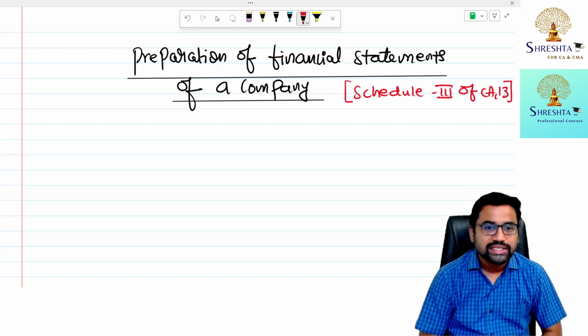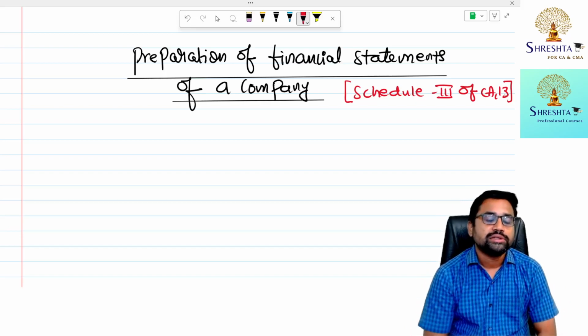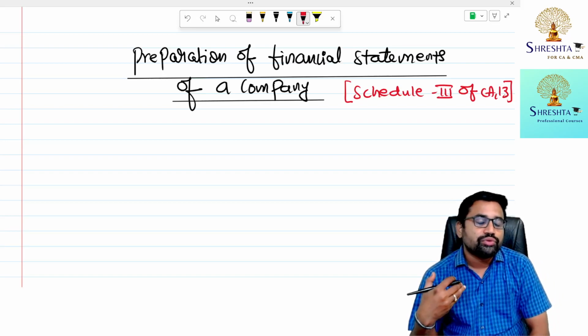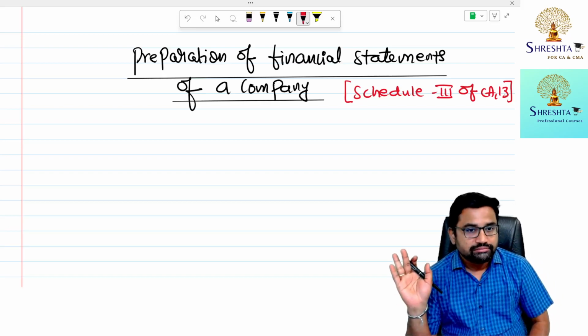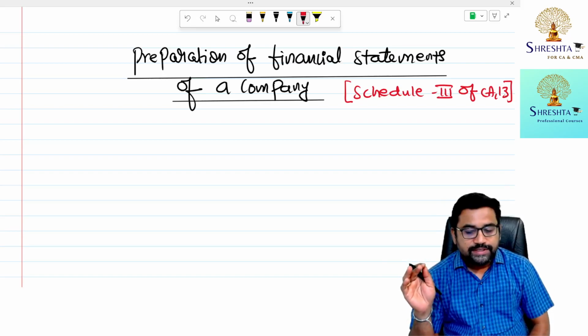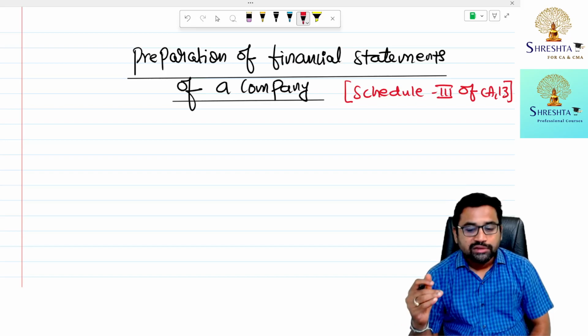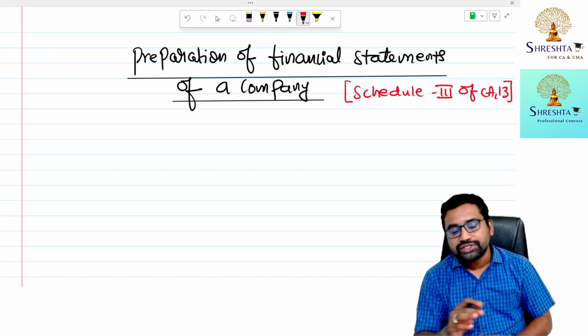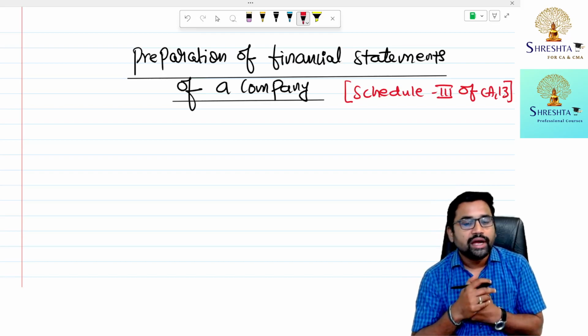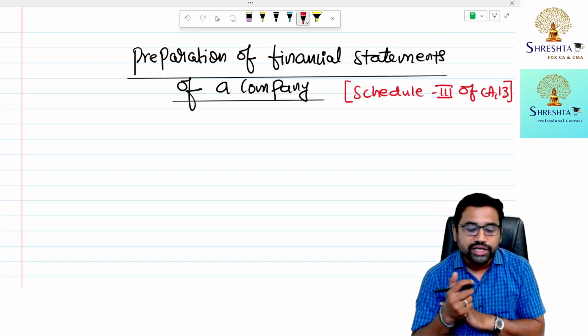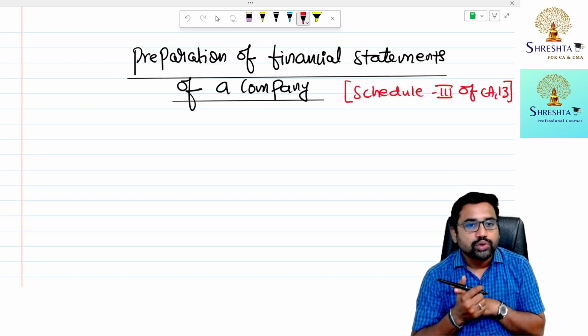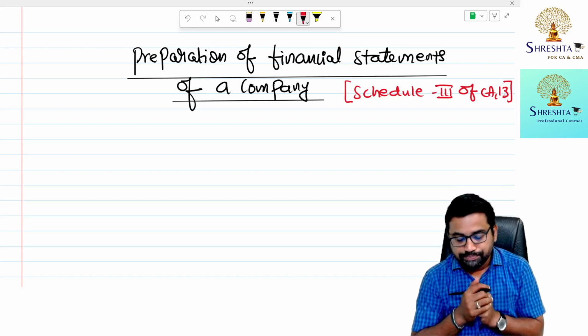Now, basically, what are we going to cover in this chapter? In this chapter, we are going to cover Schedule 3. The entire Schedule 3 we will discuss: P&L account format, information to be disclosed in P&L, balance sheet format, information to be disclosed in the balance sheet. All these things we will discuss, and we'll try to solve certain questions relating to Schedule 3 as well as the total balance sheet and P&L account sums.